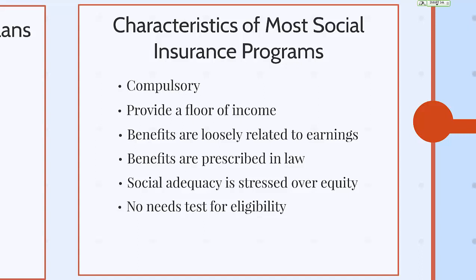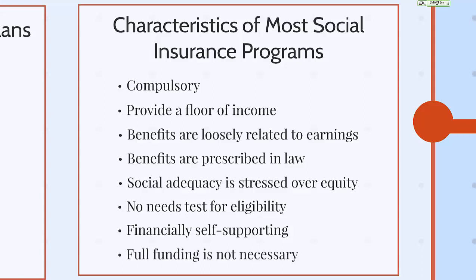This means that anyone, even Warren Buffett and Bill Gates, will be able to collect Social Security when they reach eligibility age. And the program should be financially self-supporting. But this somewhat conflicts with the last characteristic, which is that full funding is not necessary. The point of financially self-supporting is that the program should be paid for by the people who benefit from it. So for example, you pay for Social Security through the FICA tax.